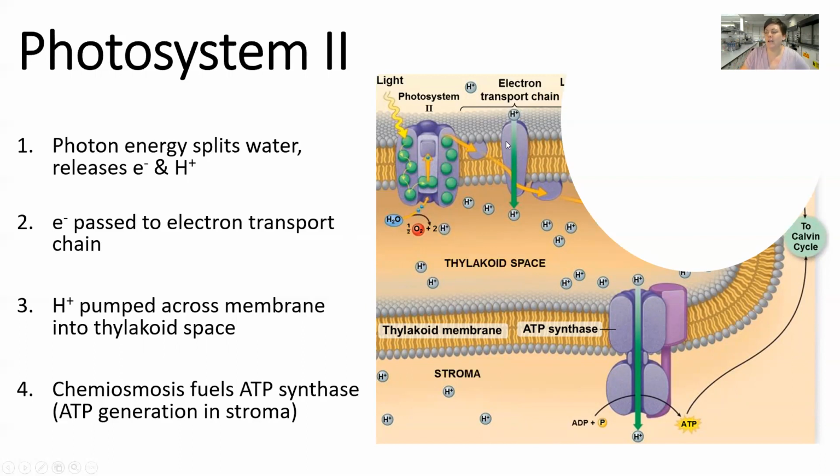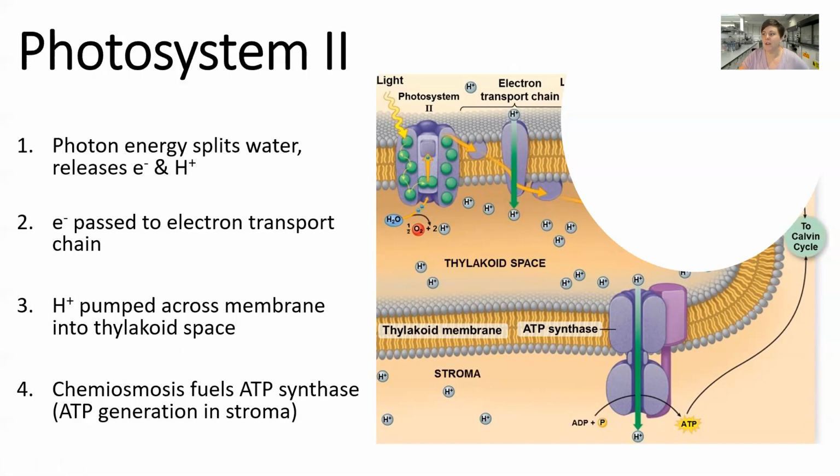Basically, those electrons, we'll talk about what we do with those electrons, but one thing that those electrons can help us do is make sure that there is a high concentration of hydrogens in this thylakoid space. So we have that concentration gradient that allows ATP synthase to use those hydrogens to generate ATP. So in Photosystem II, we get ATP generation because of water being split.